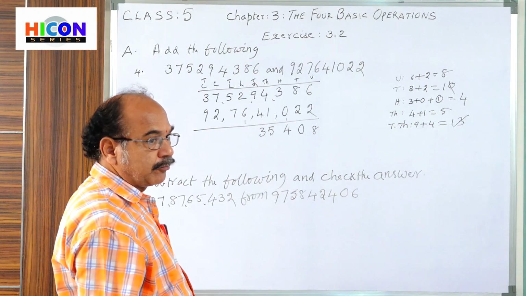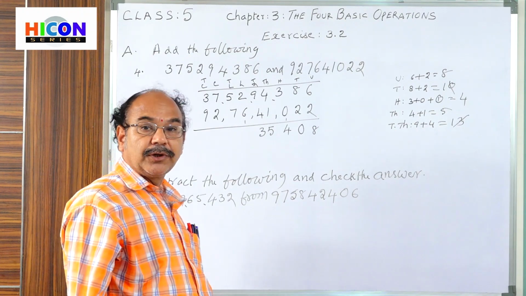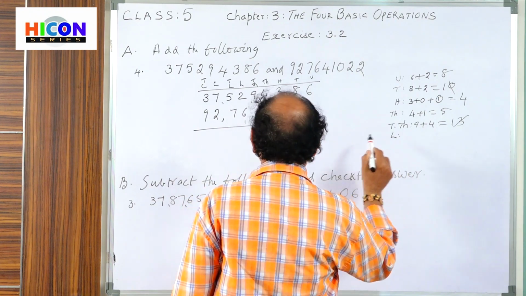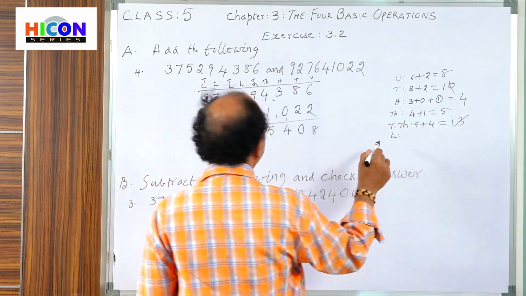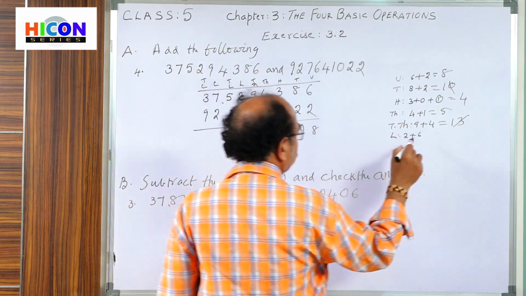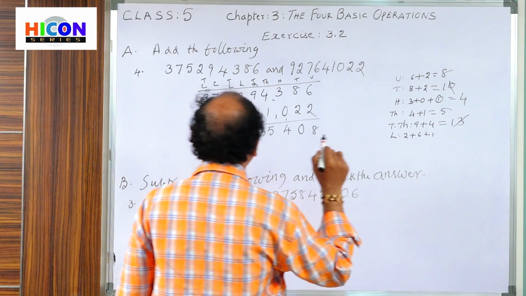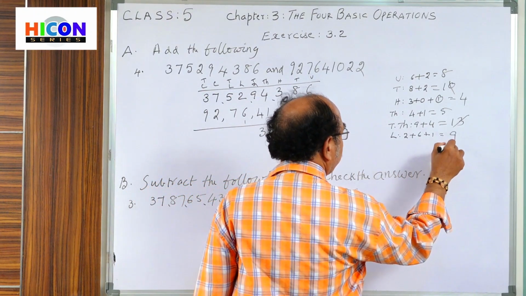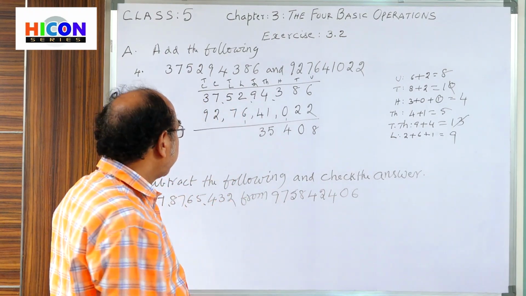Now, add the digits of lakhs place. What are the digits? 2 plus 6 plus 1, the carry. That is equal to 2 plus 6, 8, plus 1, 9. So, we write 9 here.